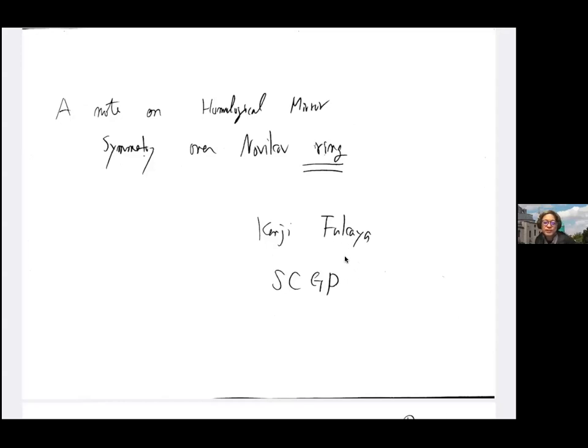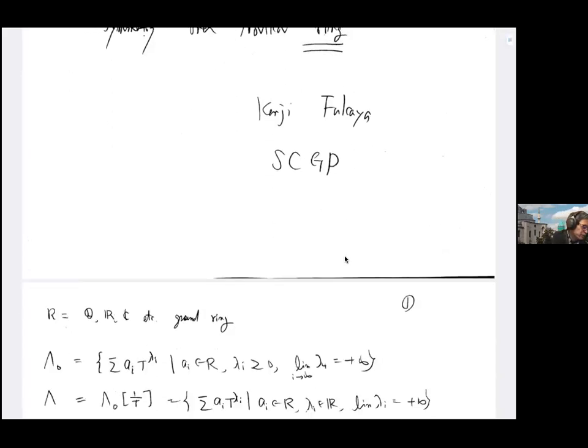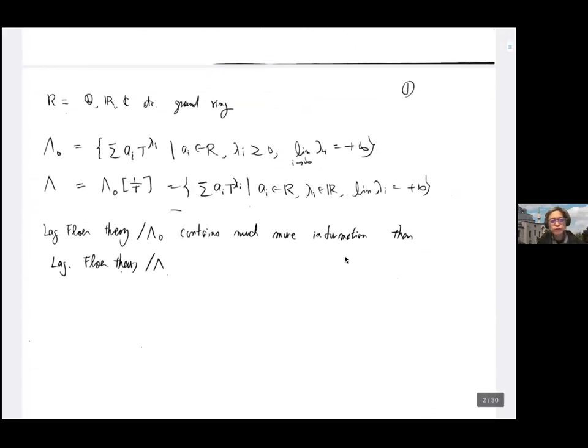So I want to emphasize this is over Novikov ring. Nowadays, there are many works on homological mirror symmetry, but as far as I know, most of them are either over a ground field or a Novikov field. So I just want to remind you what the Novikov ring and the Novikov field are.